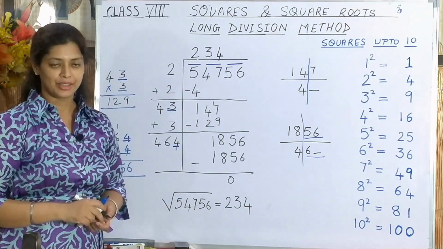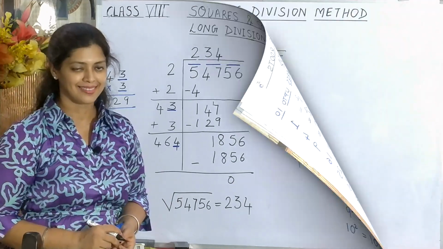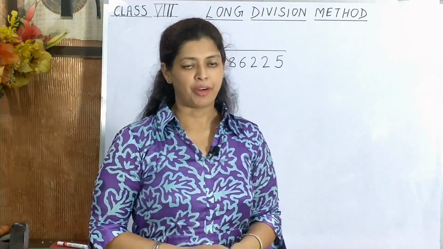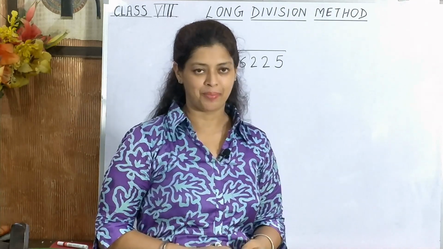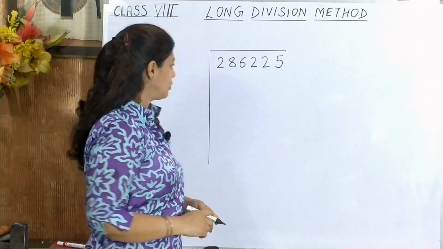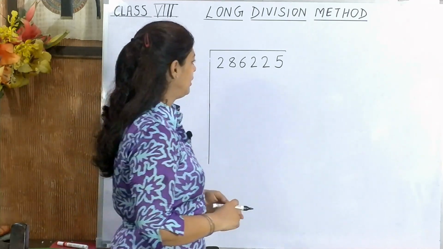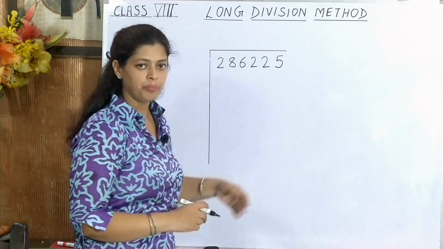So I hope you have understood. I will do another example to make this clear. Similarly, we find the square root of the next perfect square number, 286,225. So just like we did earlier, we draw the division bars, write the number, and the next step is to group the number in pairs.